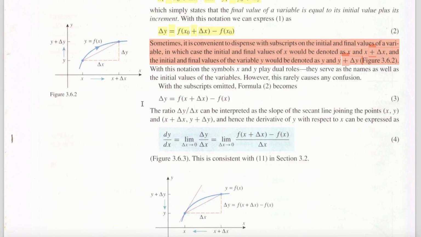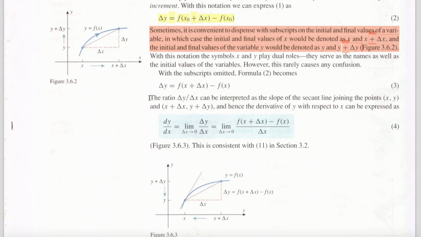With the subscripts omitted, formula 2 simply becomes this: delta y is equal to f of x plus delta x minus f of x. And this, I don't want to harp on too much, but I will. The ratio of delta y to delta x can be interpreted as the slope of the secant line.